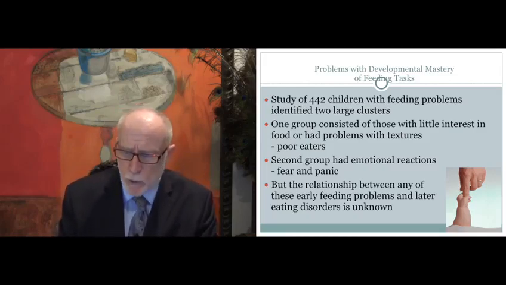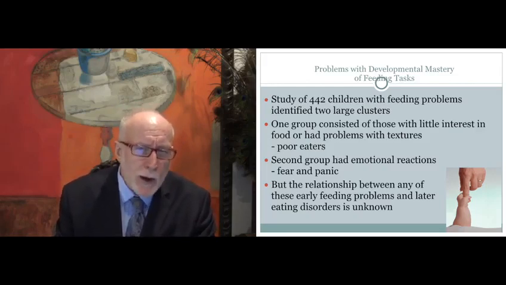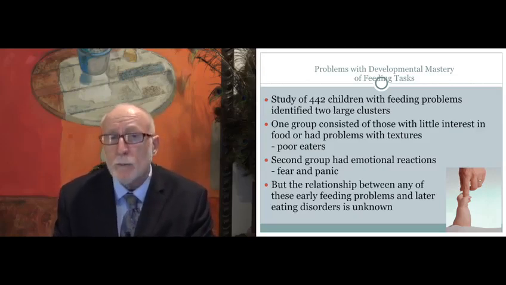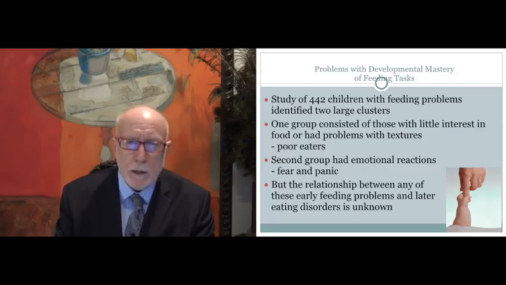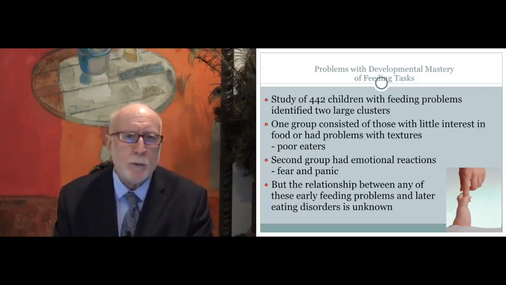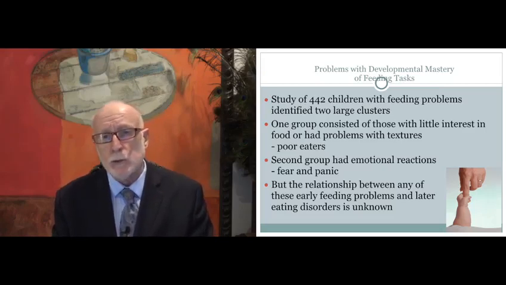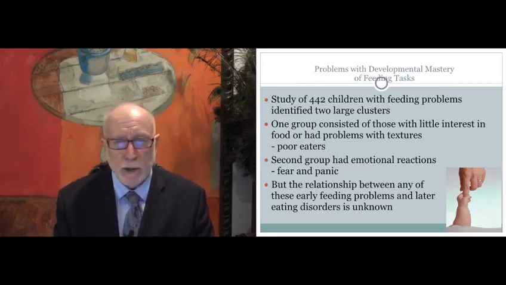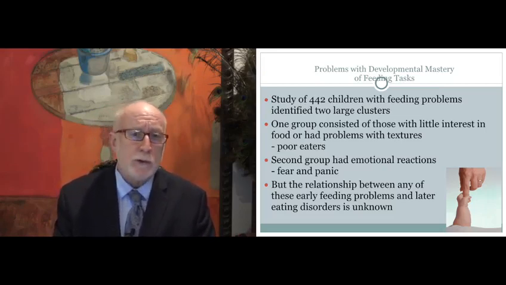The second group was a group who had emotional reactions to food. They were very afraid of, not disinterested in, but frightened by food. Almost like a food phobia. So for example, they wouldn't eat peanut butter because they feared that they would suffocate. Their tongue would get stuck to the roof of their mouth and they would suffocate, aspirate on the peanut butter. So they had food phobias or fears.